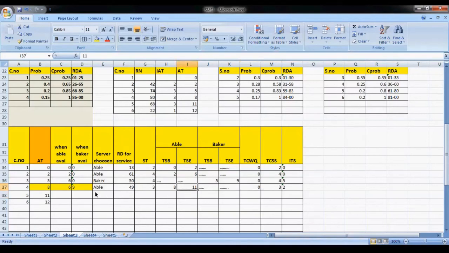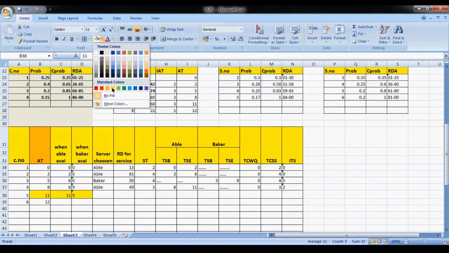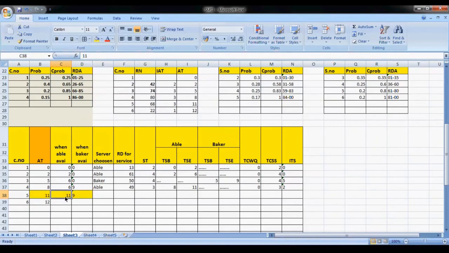Now Able is available at 11, and Baker is available at 9. The customer is coming at 11. At the time of the customer coming, both Able and Baker are free. When both are free, we need to select the server as Able, because the question said that Able is much faster than the Baker.